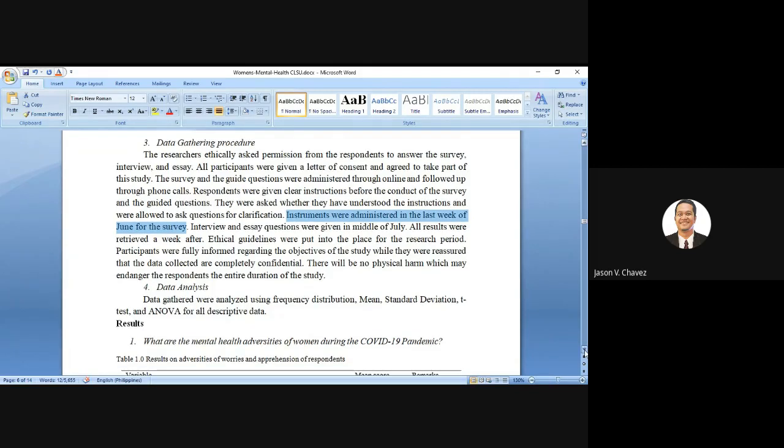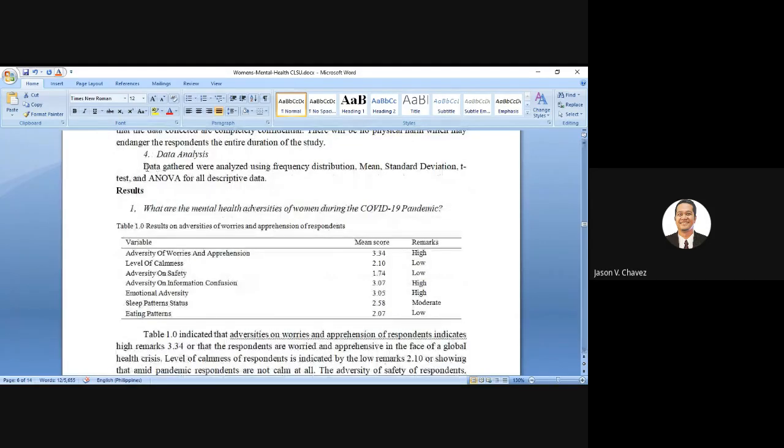Okay. Then after that is the part of the data analysis. So in quantitative, you have data gathered were analyzed using frequency distribution, mean, standard deviation, t-test, and ANOVA for all the descriptive data. So of course, it depends on which treatments you are going to use for the data analysis. It may change depending on how you deal with your statistics, no? Quantitative.